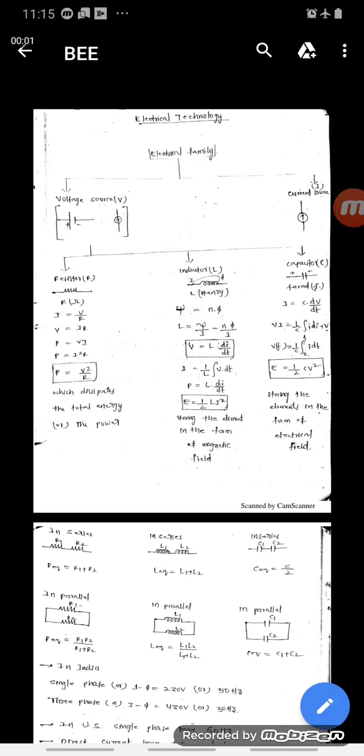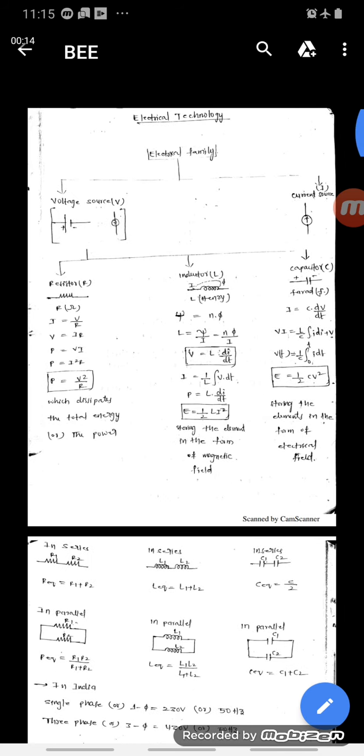Today we will discuss basics of electrical engineering. Here you can observe the classifications. If we consider the total electrical family, we have two sources. The first one is voltage source and the second one is current source.